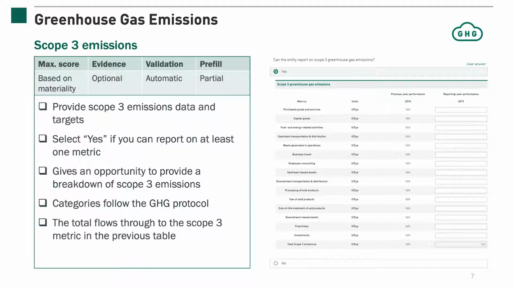The second table allows reporting of the breakdown of Scope 3 emissions. Select yes if you can report on at least one Scope 3 emission metric. The metrics listed here are based on the Greenhouse Gas Protocol. Entities can report those metrics that they have deemed as relevant following the GHG protocol, and the total flows through to the Scope 3 metric in the previous table.